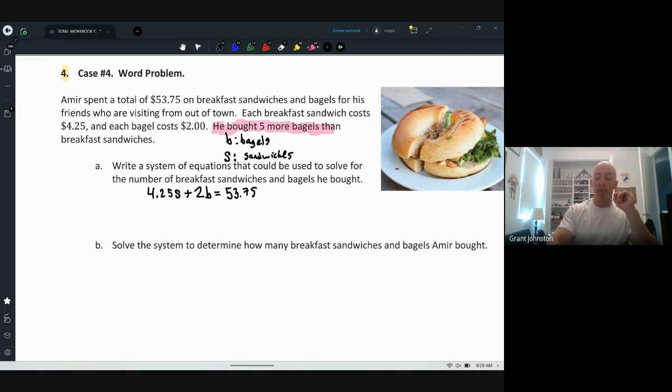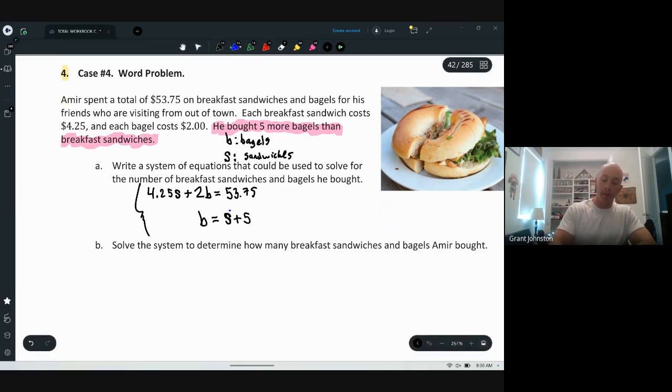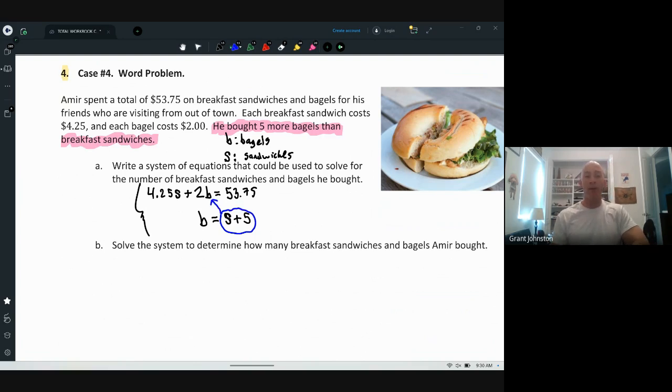But then this second statement says this. He bought 5 more bagels than breakfast sandwiches. So the bagels would have to equal the sandwiches plus 5. Because he bought 5 more bagels than breakfast sandwiches. So this would be the setup. And then B says solve the system. So if bagels equals S plus 5, then the S plus 5 can go in for B because B equals S plus 5.